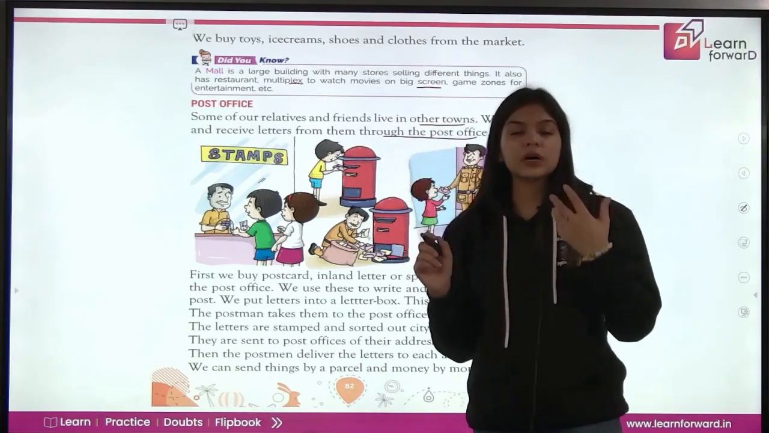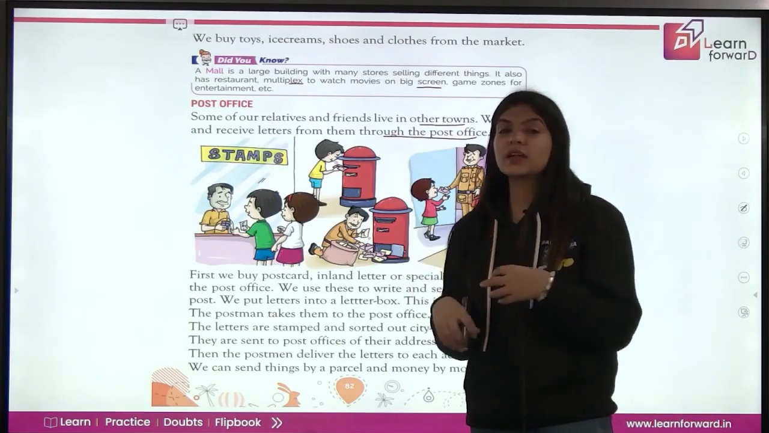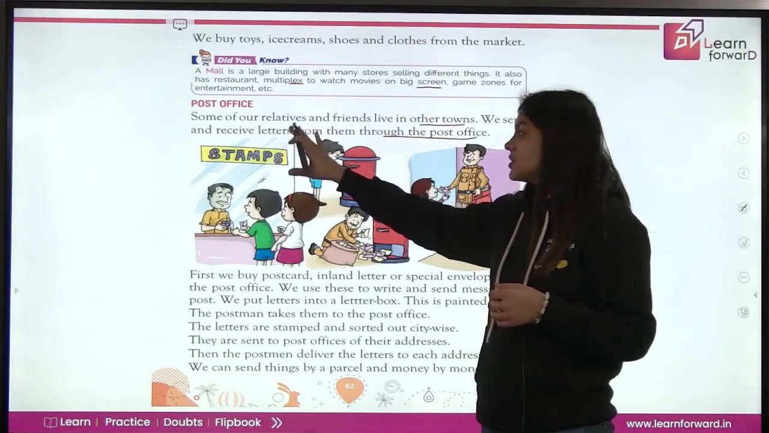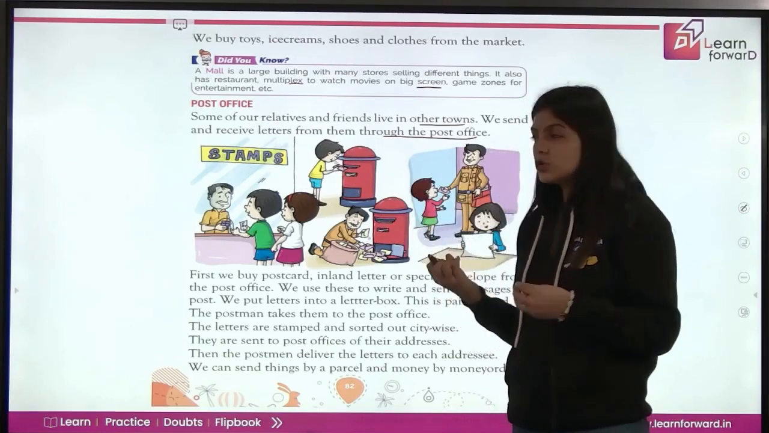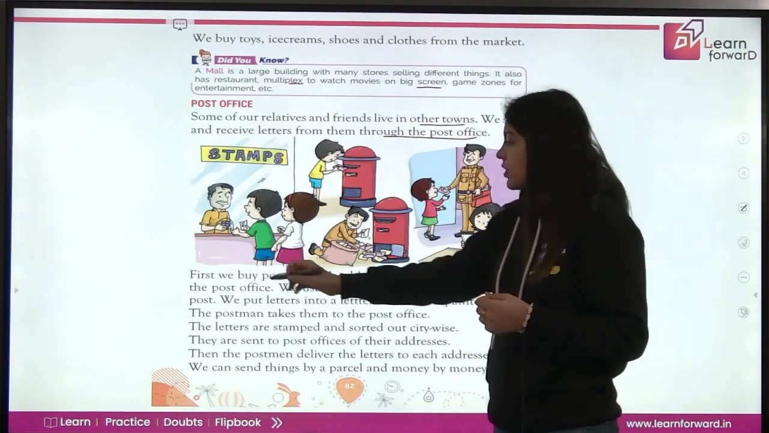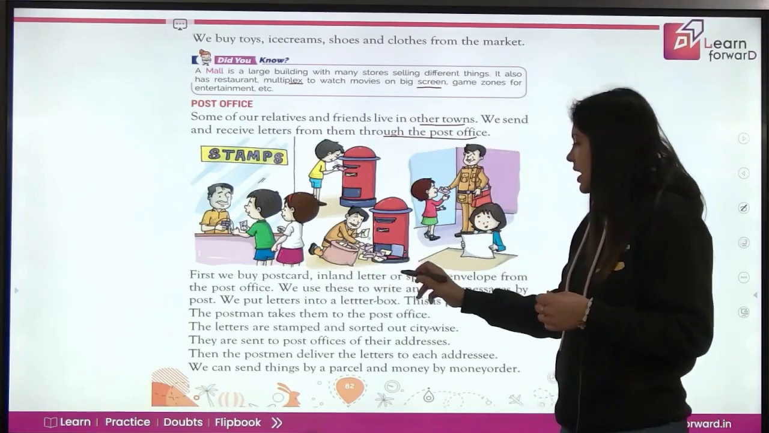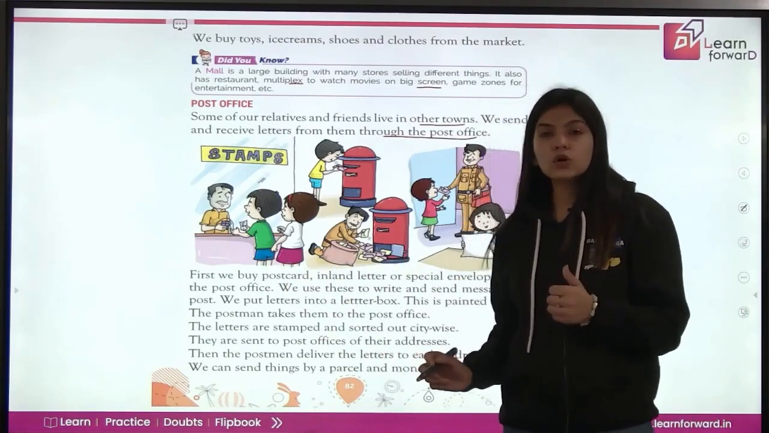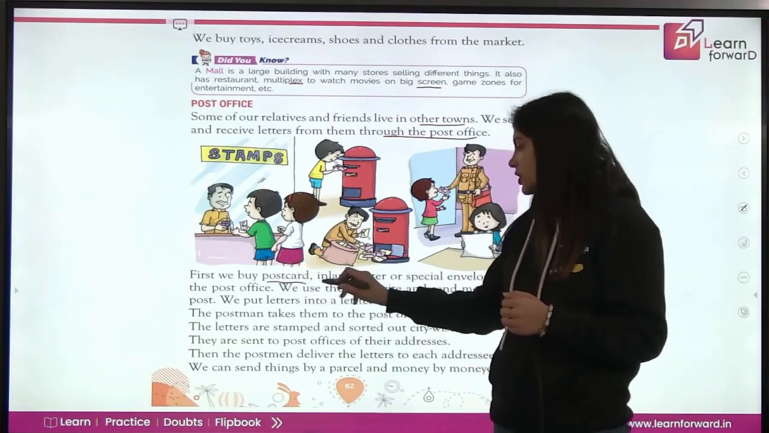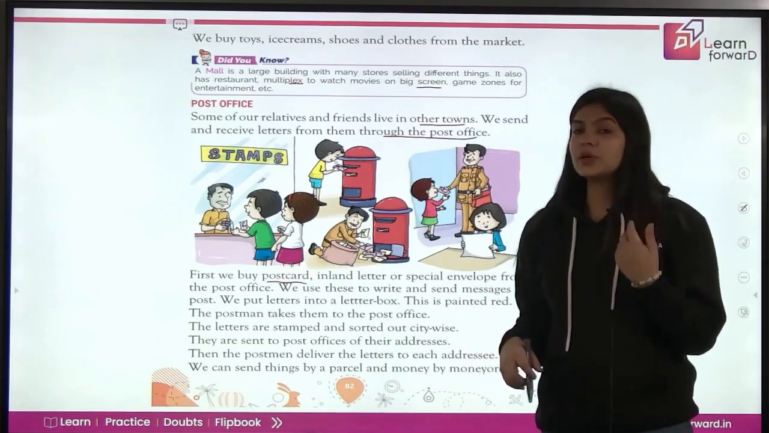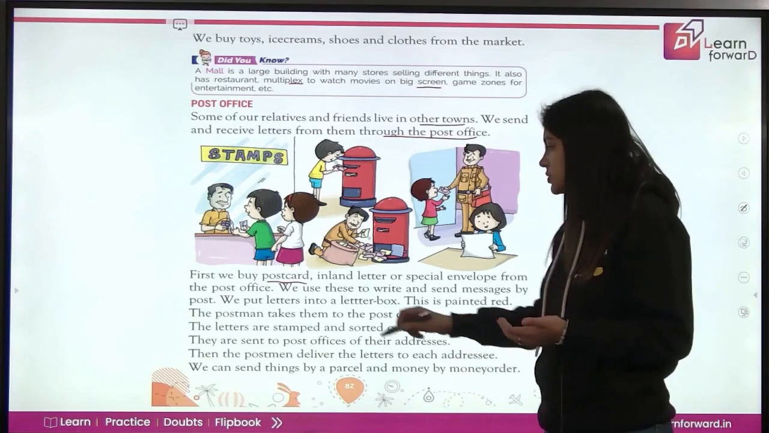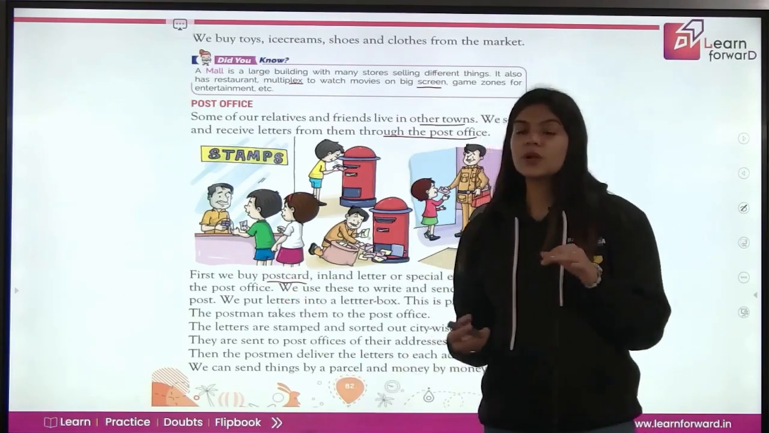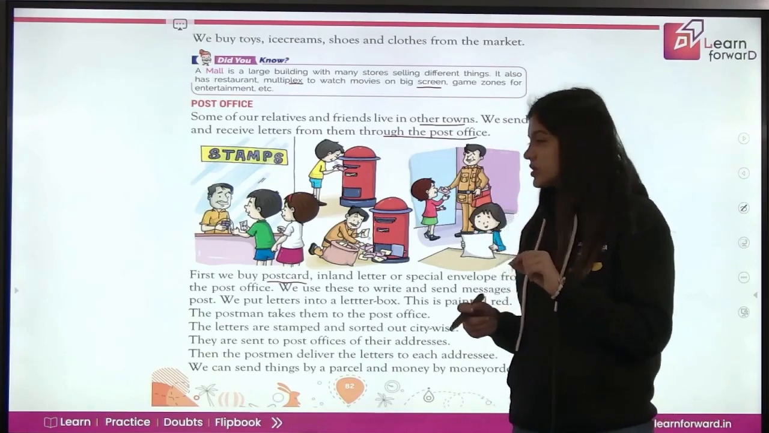So उनसे communicate करने के लिए, उनसे बात करने के लिए, उनको कुछ भेजने के लिए, what do we do? We send letters and we receive letters from the post office. Now, first we buy postcard, inland letter or special envelope from the post office. So to send a letter, what do you do? You buy a postcard, you buy inland letter or it can be a special envelope from the post office. We use these to write and send messages by post. इसके ऊपर हम मैसेज लिखते हैं और पोस्ट के थ्रू उसे भेजते हैं.